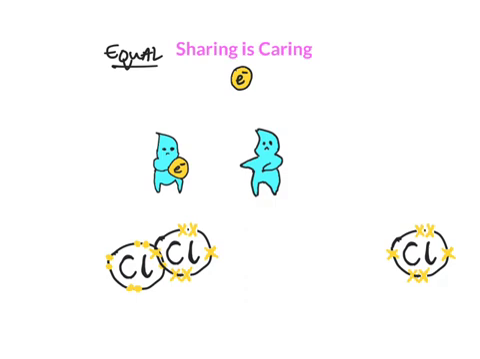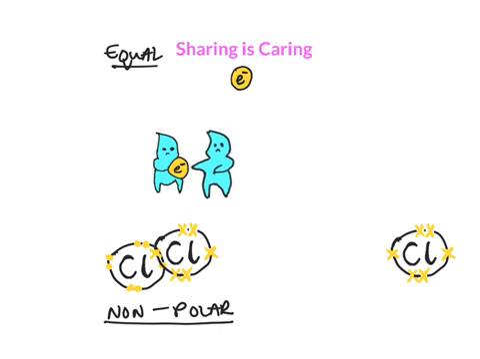Now, when the electrons are shared equally, that is something called non-polar. And because there's an equal sharing of electrons, it means that one of them doesn't become slightly positive or negative for any length of time. So it's a good equal sharing of this electron in the middle.